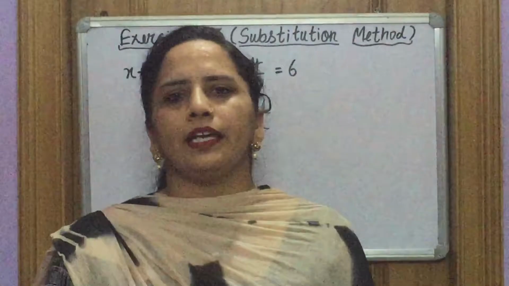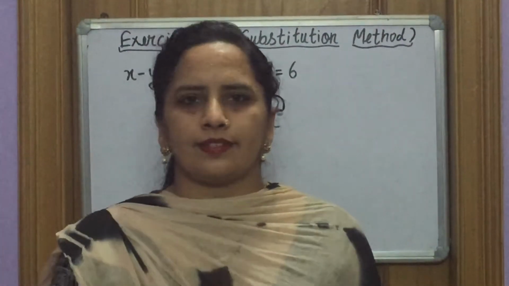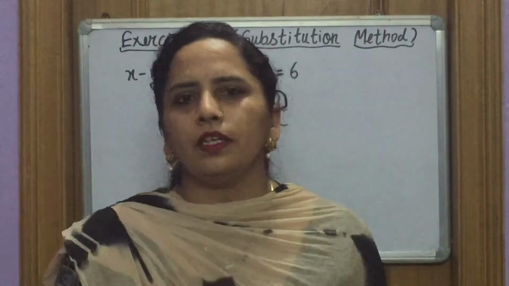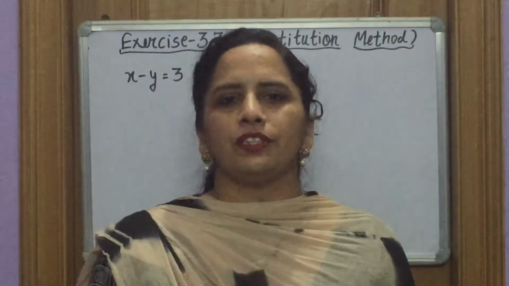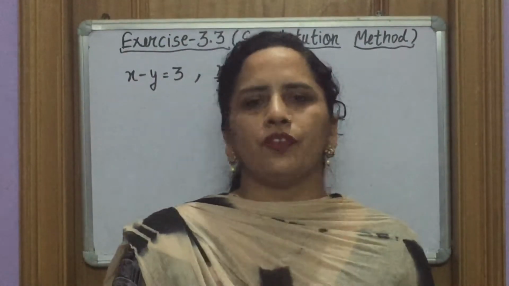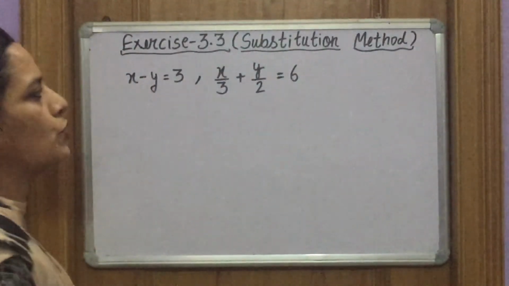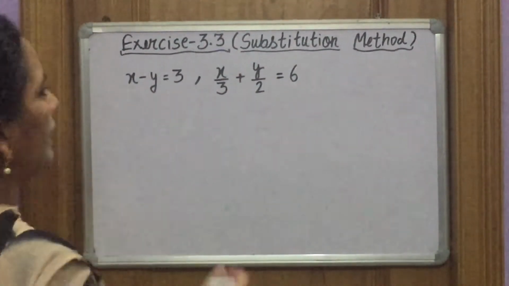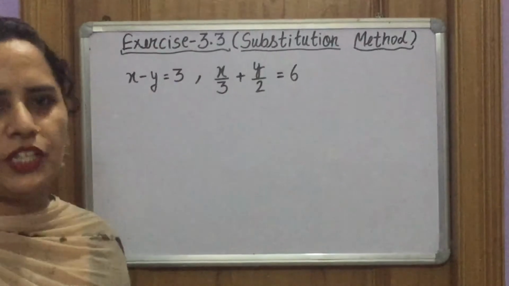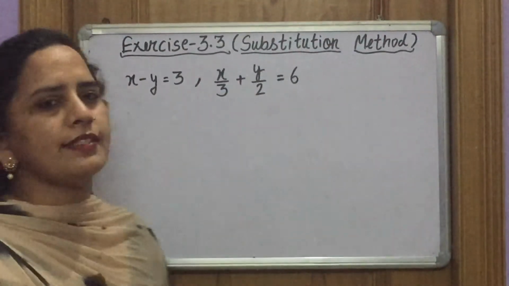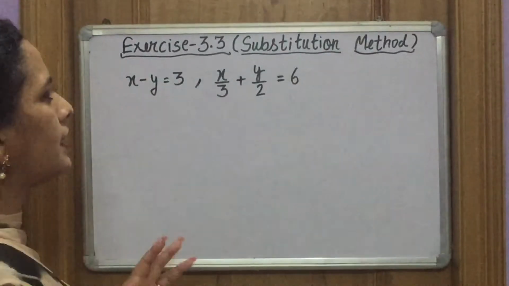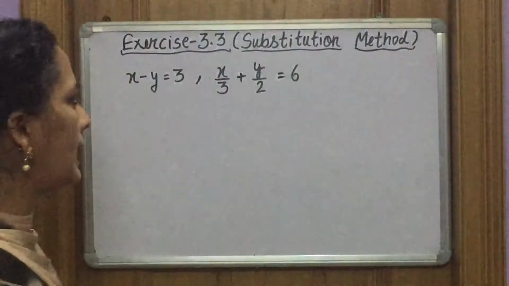Today we will do exercise 3.3 of class 10. To solve a pair of linear equations of two variables, in total we have three methods. So today we will do the first method, that is the substitution method. Here we have two linear equations of two variables and we have to solve them by using the substitution method. So let's start.